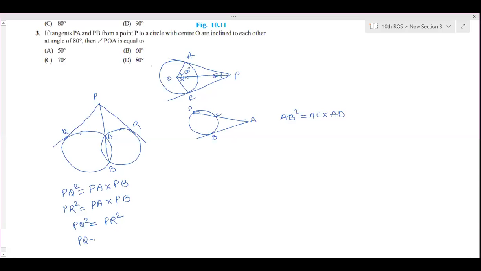So therefore PQ is equal to PR. This property you don't have. Ma'am, so should we write this? Yeah, write down.